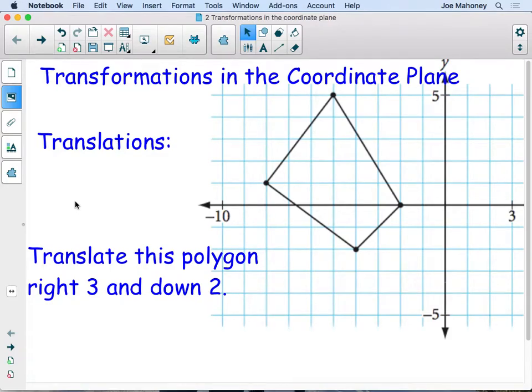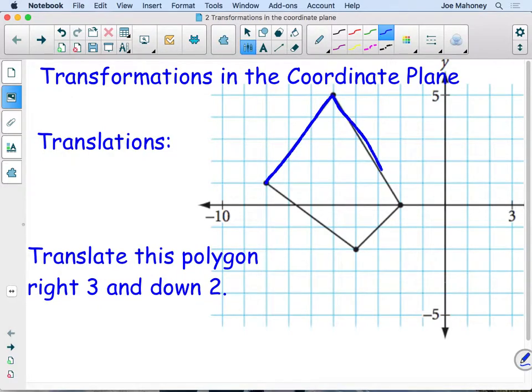So now we're going to do our transformations, but now we do them on a grid, which makes life a little bit easier, a little bit more straightforward. So for example, we know that a translation is like a horizontal, vertical slide, we like to think of it. So I want to take this polygon here, and what I want to do is a translation of it. I'm going to translate it right 3 and down 2.